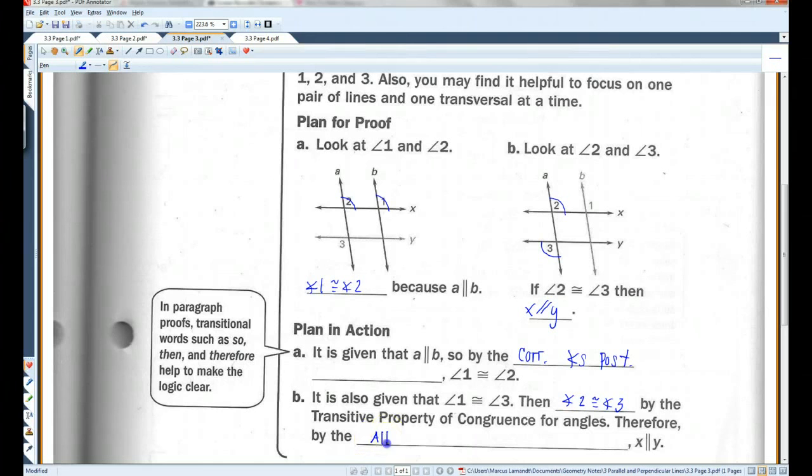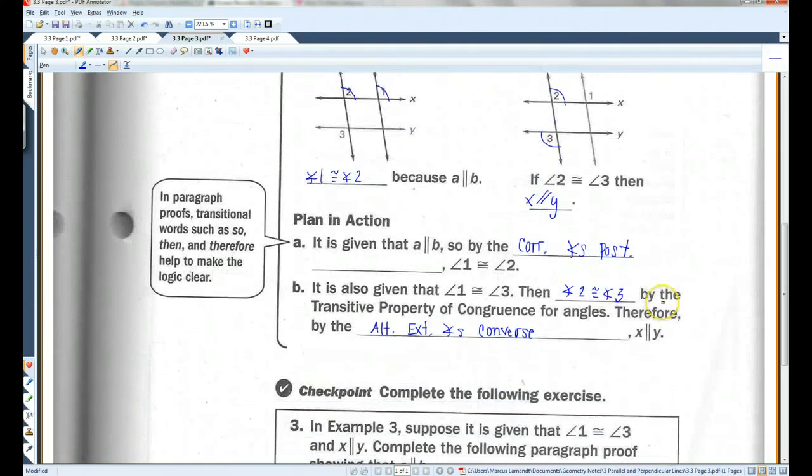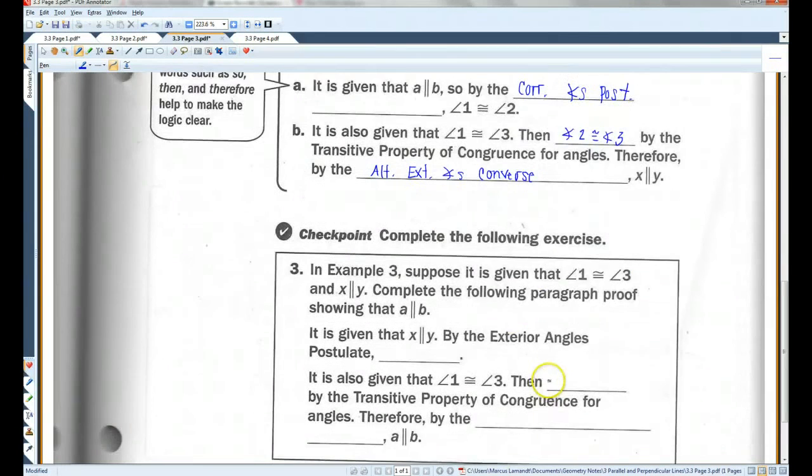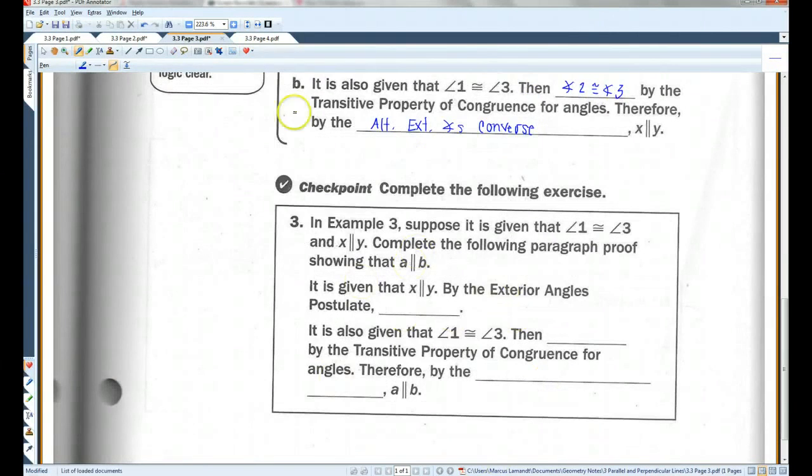Okay? Therefore, by the alternate exterior angles converse, x is parallel to y. Okay? So this would be a paragraph proof. As you can see, it's not very different from a two-column proof. The only difference is instead of statement and then reason, you put the statement and the reason all in one sentence. That's all. Okay? I'll let you guys do the checkpoint here. Let's go on to page 4.